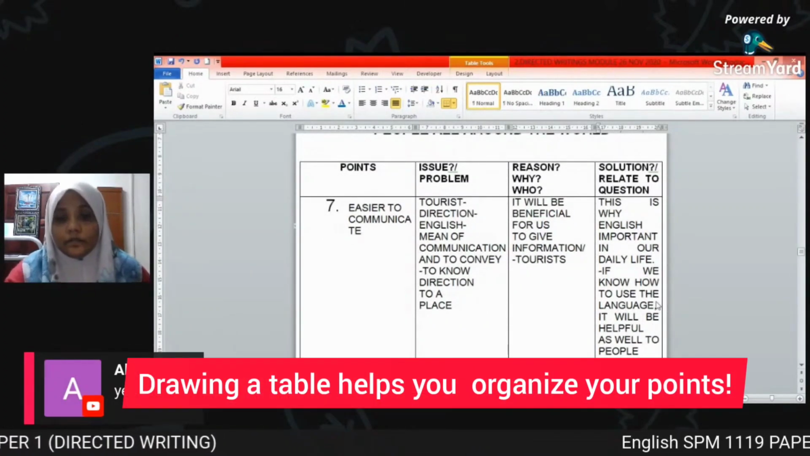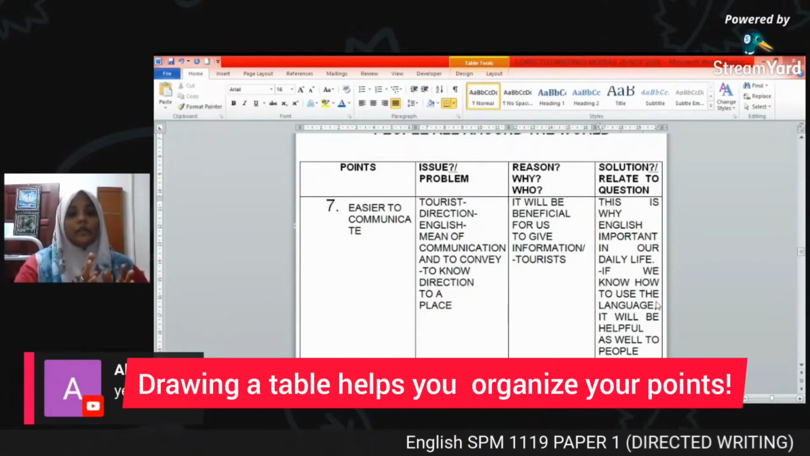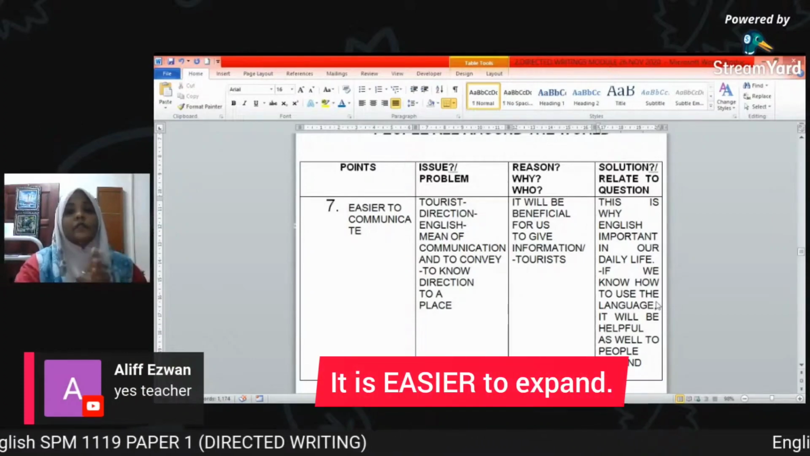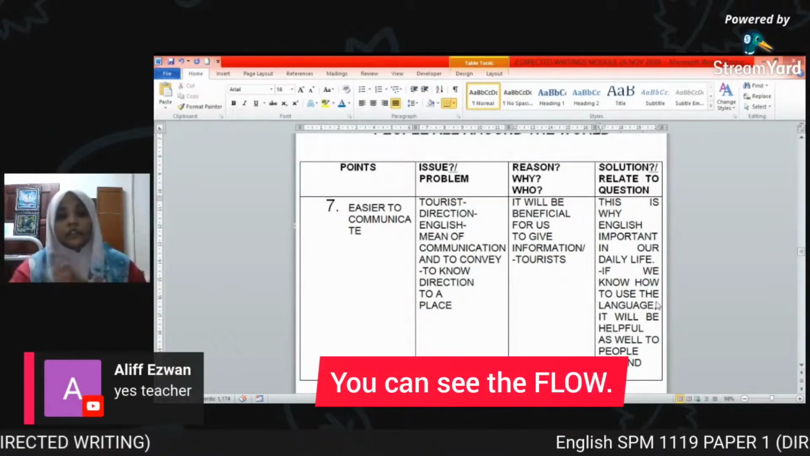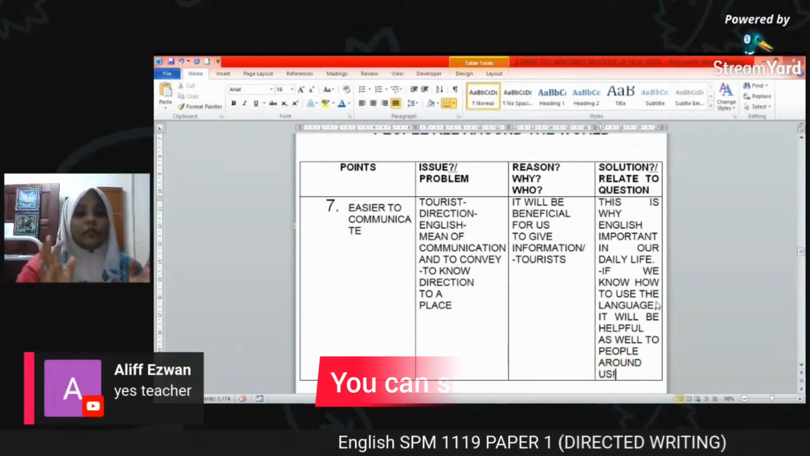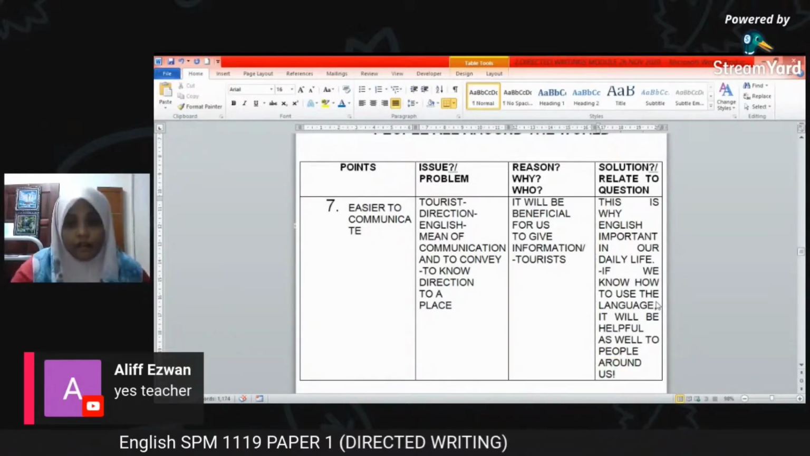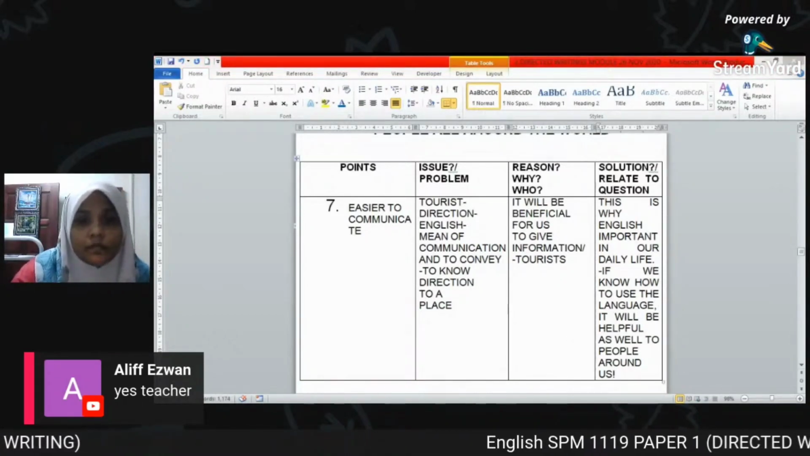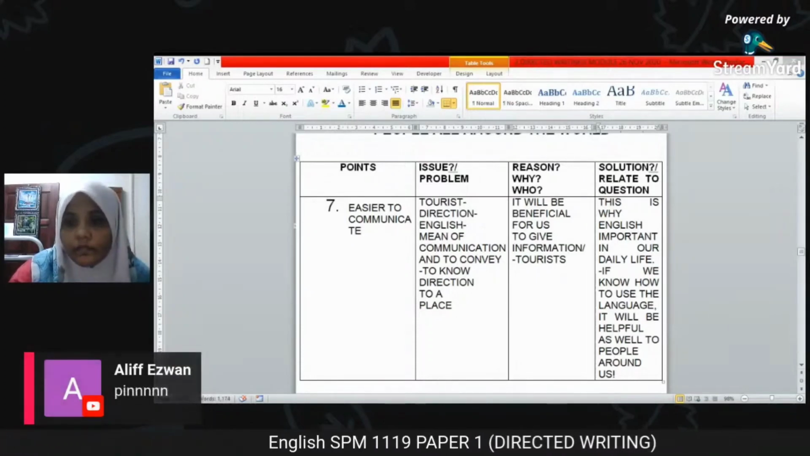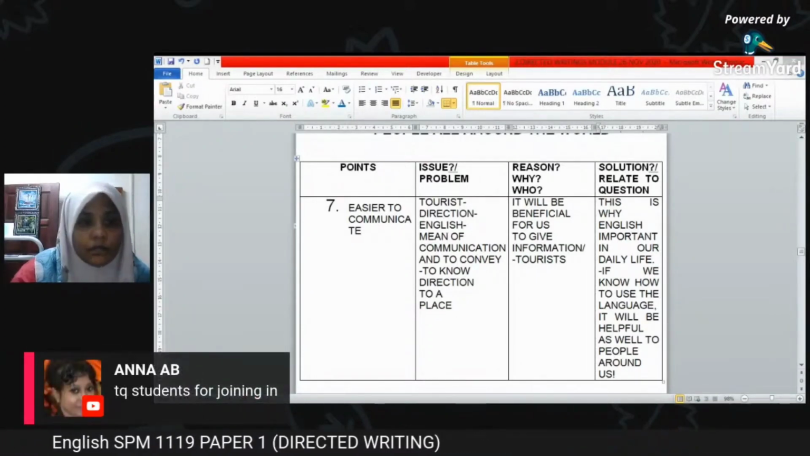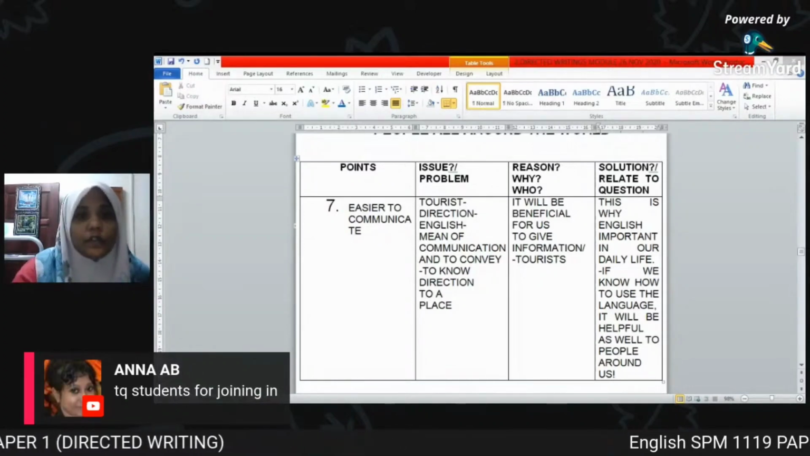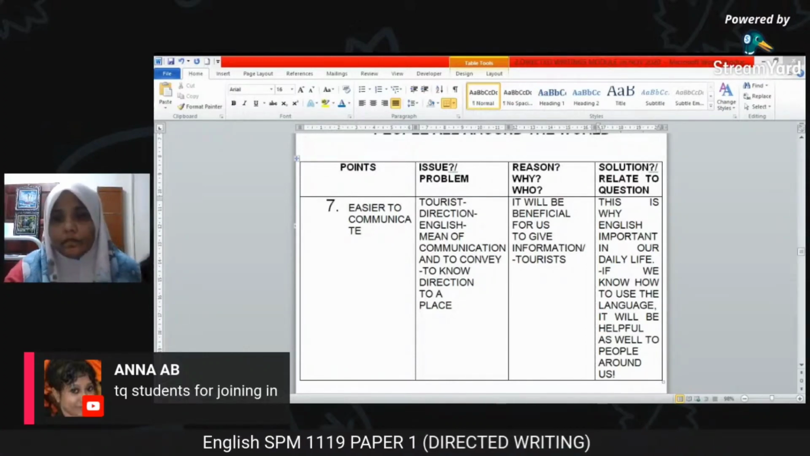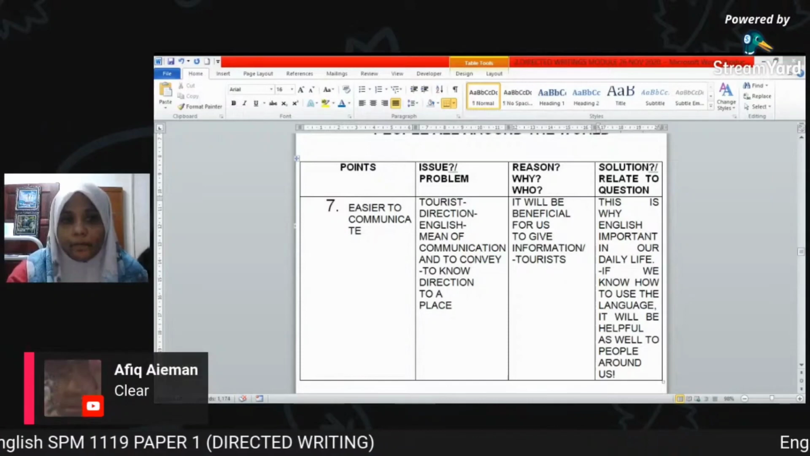Agree? So you organize your points in this table form. It will be easier for you to expand and see the relation. So the organization of points will be there. All right. So far, so clear. So far, so good. Thank you, Anna, for joining too. So far, so good. Clear. Okay. Good.